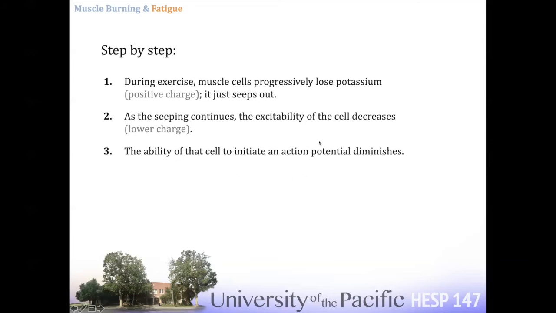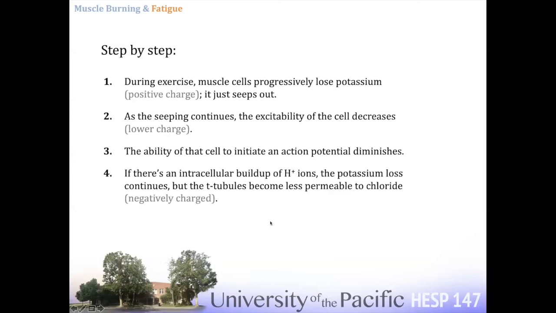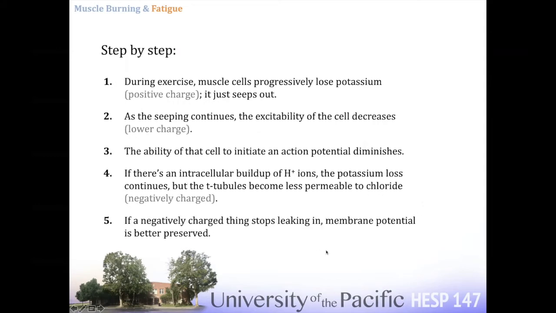Action potentials, right? We need a larger and larger excitatory stimulus. Our type 1 fibers may as well be type 2s, right? A larger excitatory stimulus at this point for them. But if there's an intracellular buildup of hydrogen ions, that doesn't affect the potassium loss. You're going to continue to lose the potassium, but those T tubules, that last lap, the last little runway of the race, these become less permeable to chloride. Now, chloride is negatively charged, so chloride is not going to seep in.